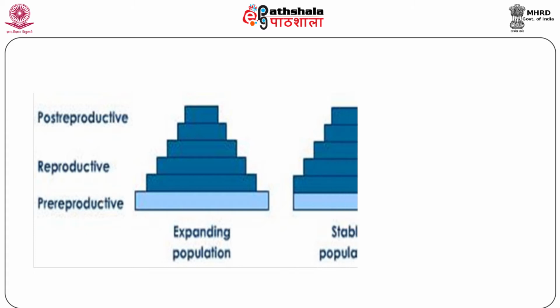The second is the stable. The stable population, on the other hand, has almost the same ratio in all three age groups. The number of offsprings is just equal to the number of parents. The pyramid shows almost straight sides and is bell shaped.